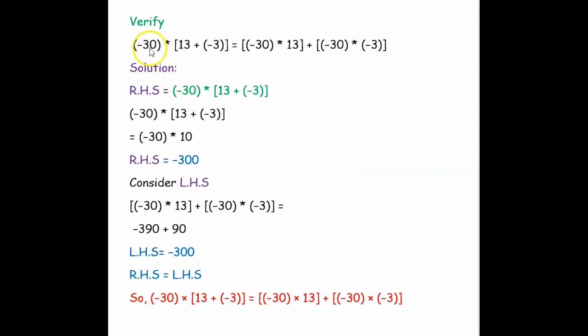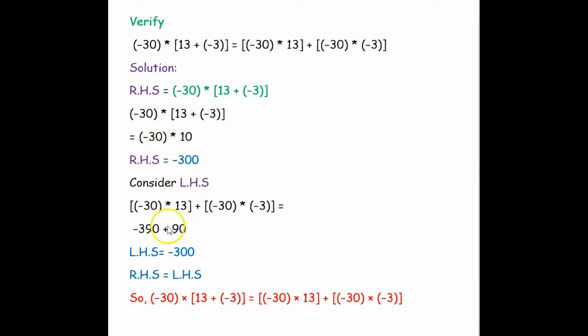The next question is: verify negative 30 into 13 plus negative 3 equal to negative 30 into 13 plus negative 30 into negative 3. We have to verify whether the left hand side is equal to the right hand side or not. In the solution, first let's take the left hand side, that is negative 30 into 13 plus negative 3. We take 13 plus negative 3 first. 13 plus negative 3 becomes 13 minus 3, which is 10. So negative 30 into 10 is negative 300.